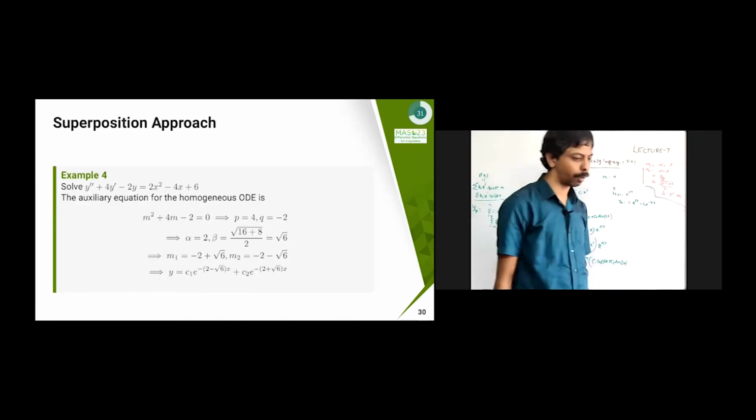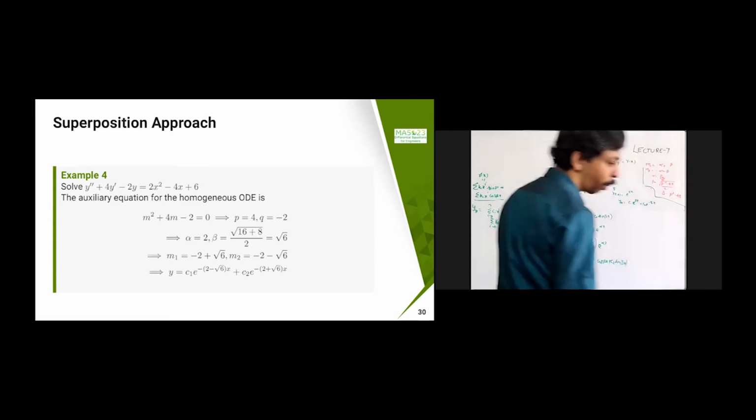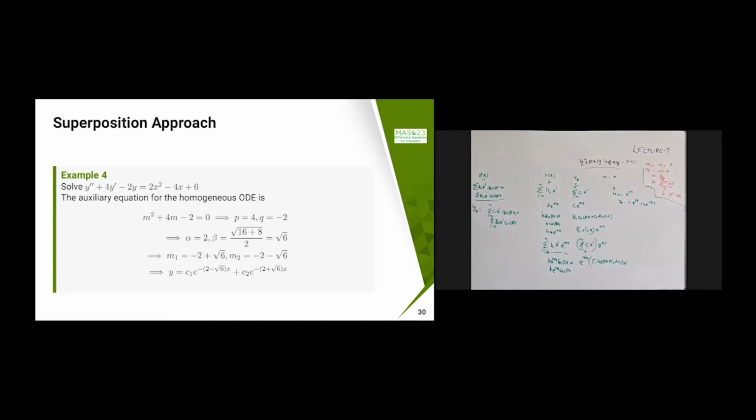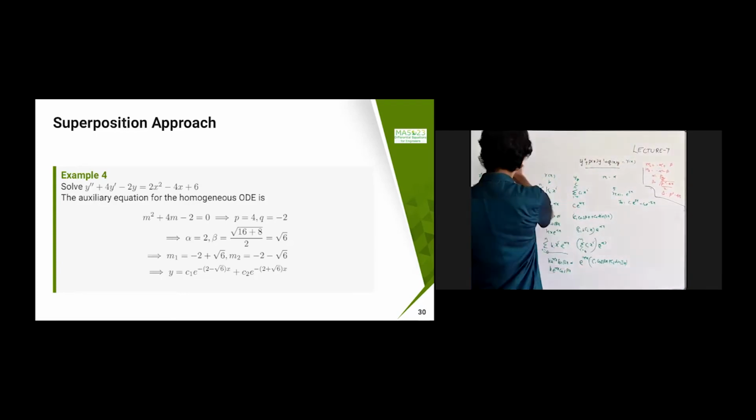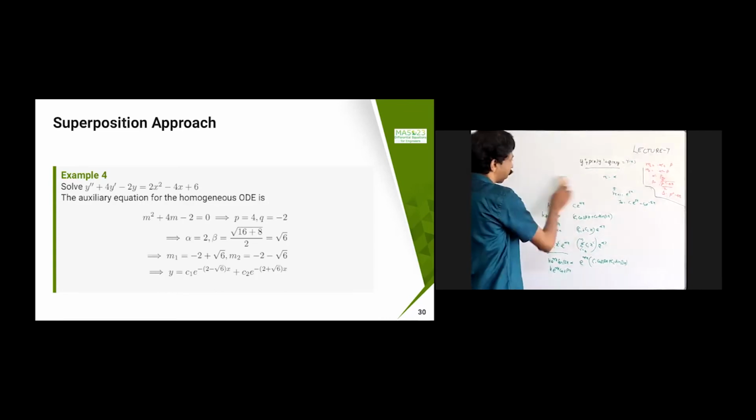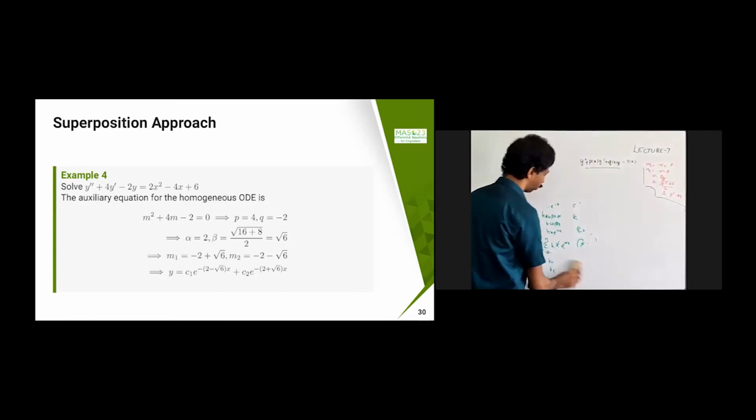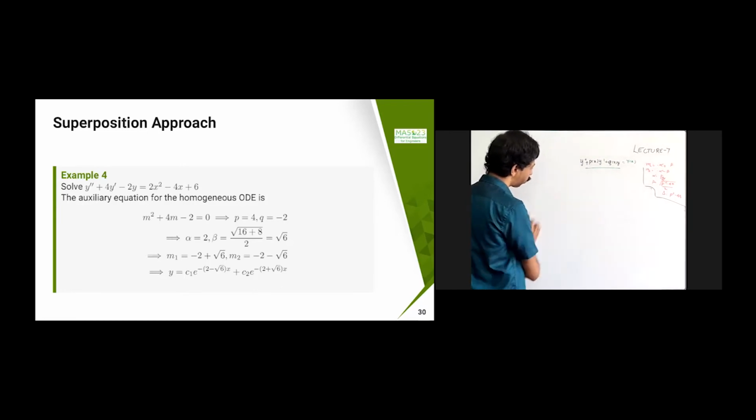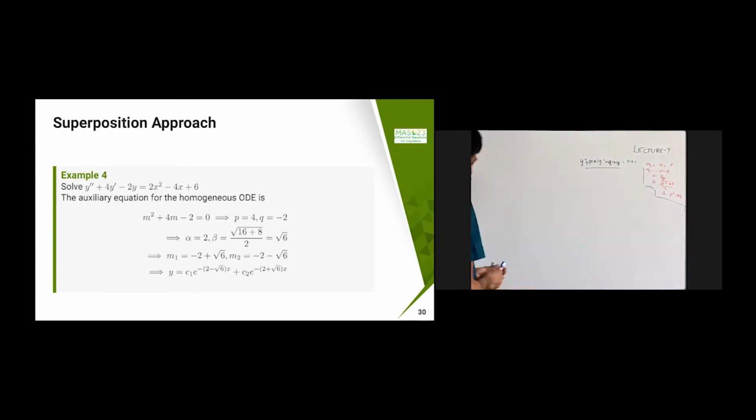Now we will see one example: y double dash plus 4y dash minus 2y equal to 2x square minus 4x plus 6. Let us see this example using the superposition approach. So what we have is y double dash plus 4y dash minus 2y equal to 2x square minus 4x plus 6.